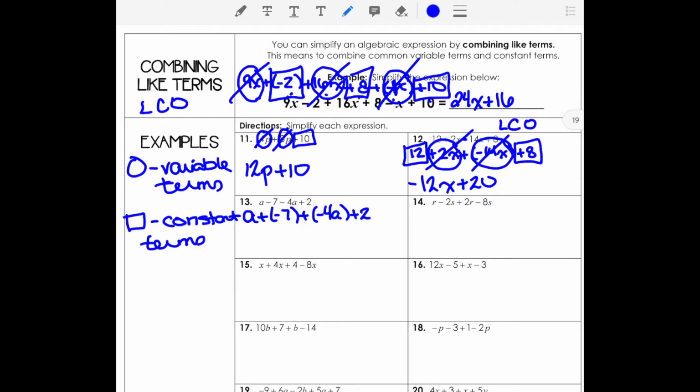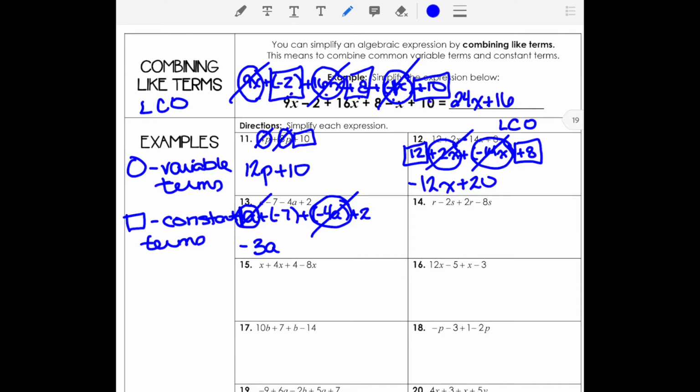Now I circle my variable terms. I have a positive a and a negative 4a. I remember that there's an invisible 1 in front of the variable if it's just by itself. So I have 1 plus negative 4, which is negative 3 times a. I cross those out because I'm done with the a's. I take a look, do I have any other variables?